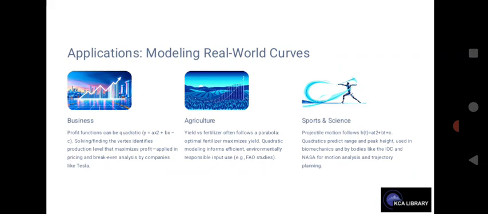Even in agriculture, it is applicable. If you want to talk about the graph of yield versus fertilizer, it often follows a parabola, so it will help you to optimize fertilizer so that you can maximize yield. So this quadratic modeling informs efficient, environmentally responsible input use. What of sports? Projectile motion follows quadratic principles. It follows a curve. So quadratics predict range and peak height, used in biomechanics and by bodies like the IOC and NASA for motion analysis and trajectory planning.